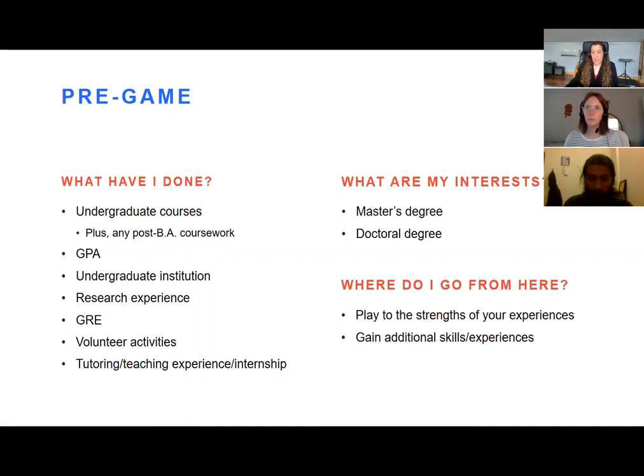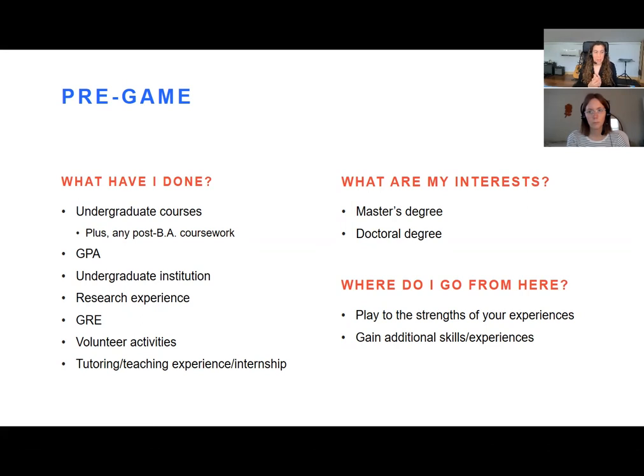The GRE or GMAT, some programs will require these types of tests. I can say that it's rare that this is a requirement at the university level. This is normally a program-specific requirement, and fewer programs, certainly at KU and across other universities, are requiring these types of standardized tests.